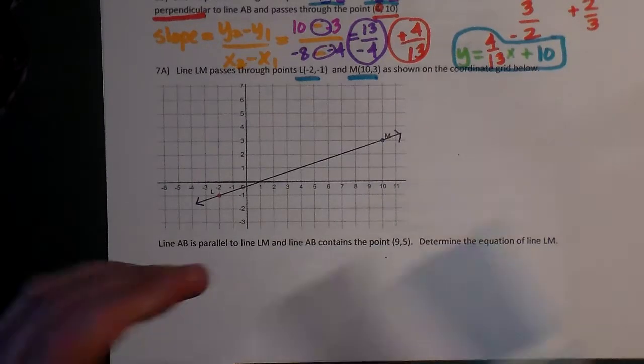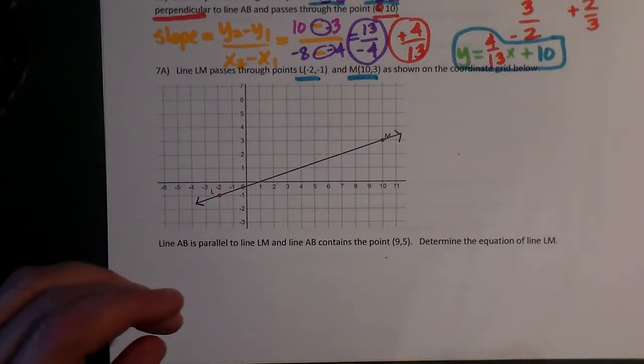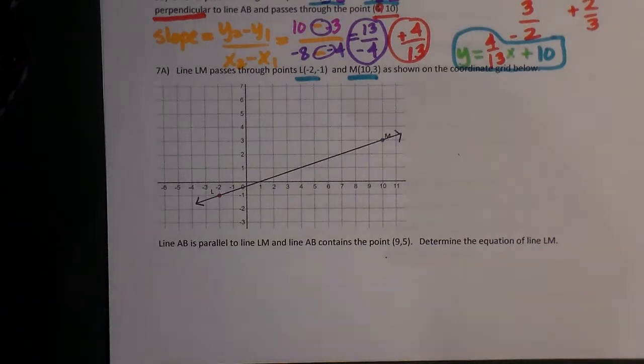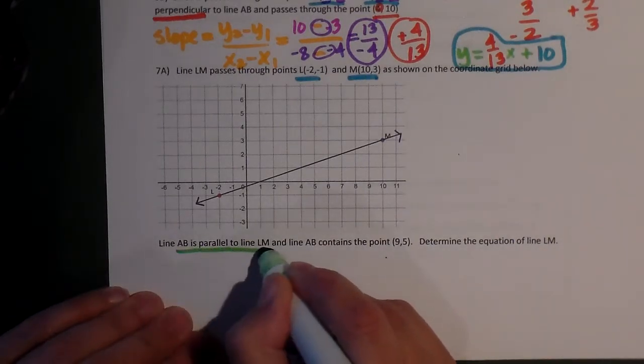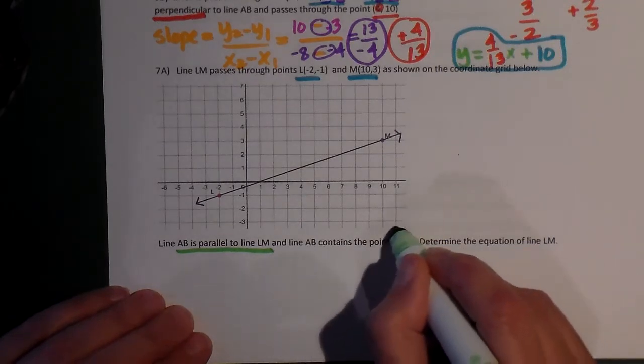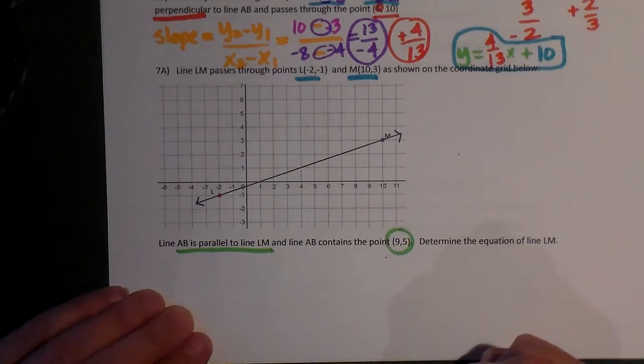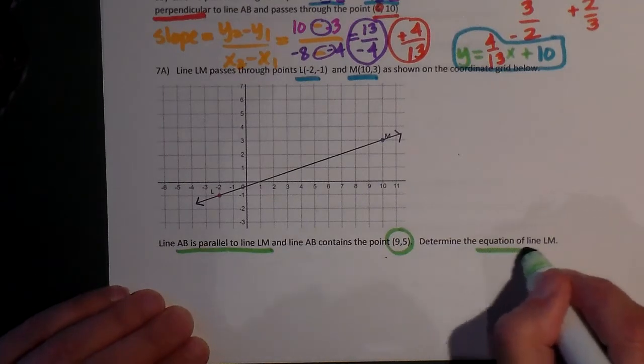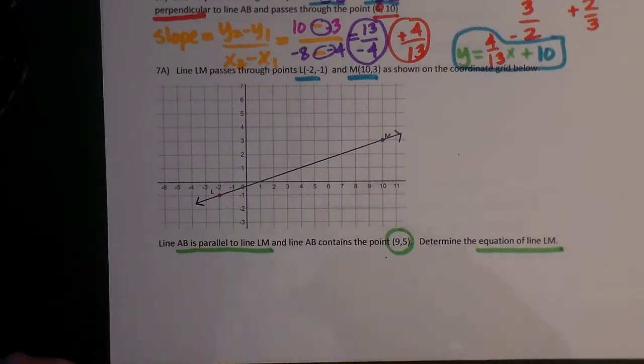Line AB, which is a completely different line, is parallel to LM. Okay? And AB has this point. What is the equation of LM? So we're looking for the equation of LM.